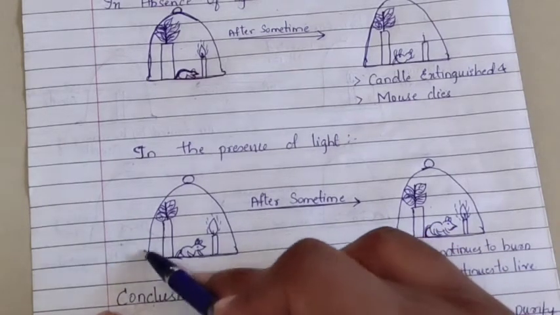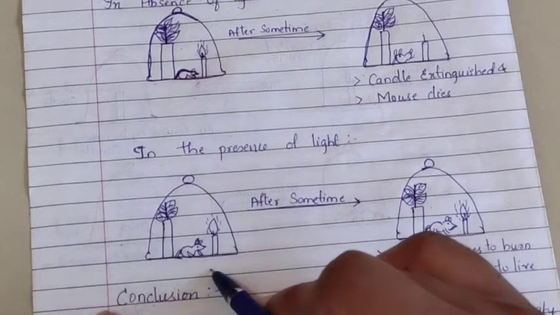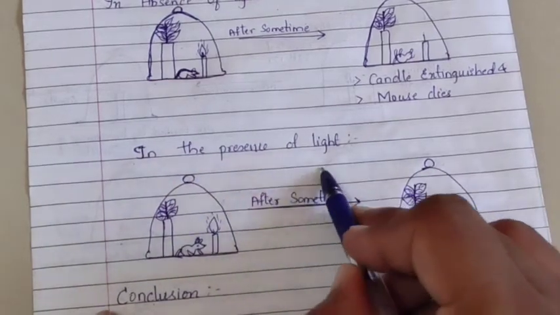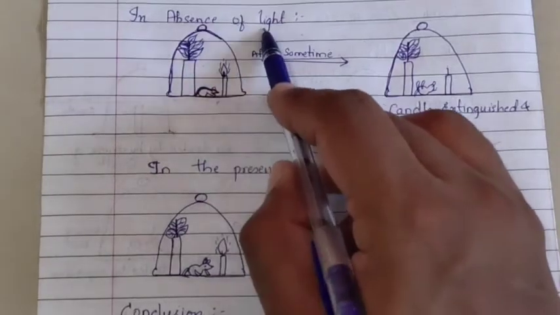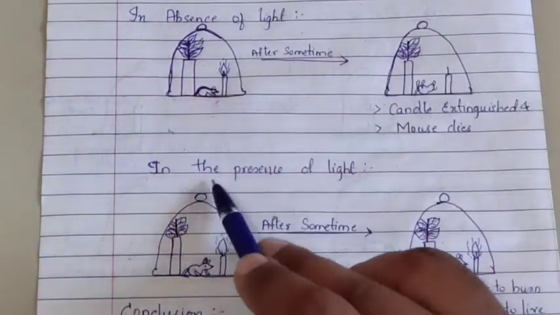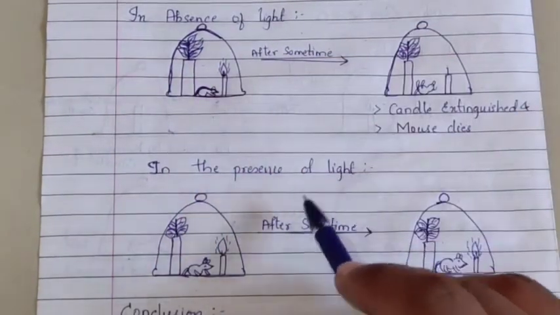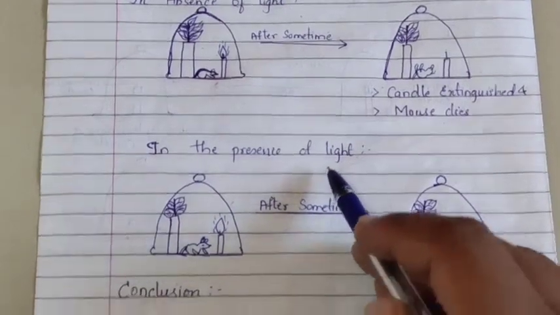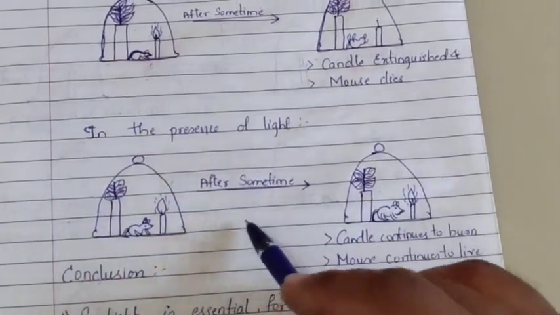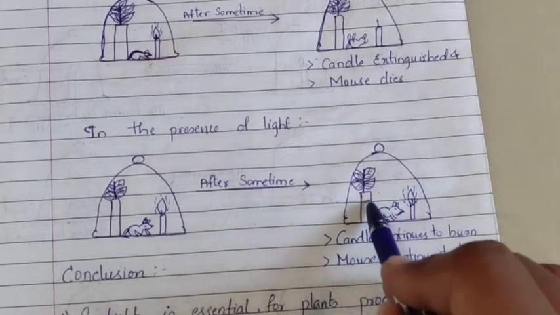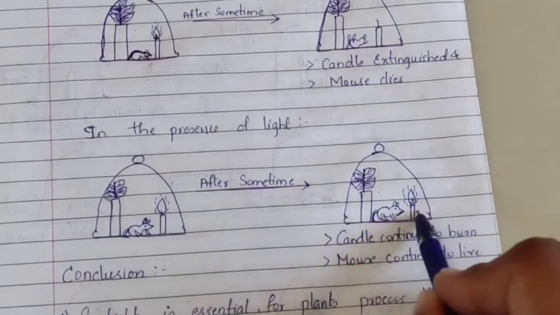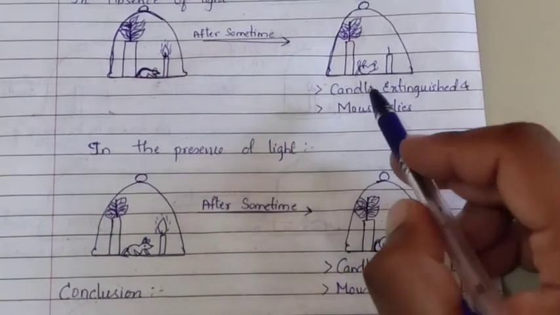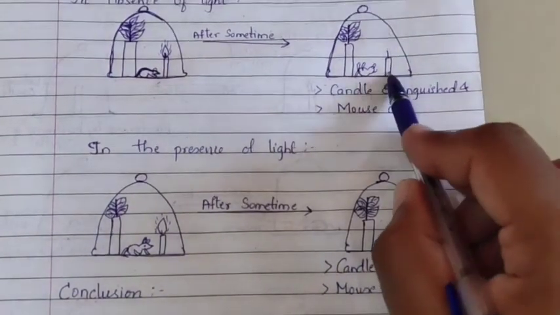But now he is going to place this entire experimental setup in the presence of light, right? Earlier he placed it in the absence of light, that is, in the dark. Now in the presence of light. So what could be the result? Can you guess? Yes, of course. Here, after some time he noticed that the candle continues to burn. The candle continues to burn, but in his first step he saw that it got extinguished.